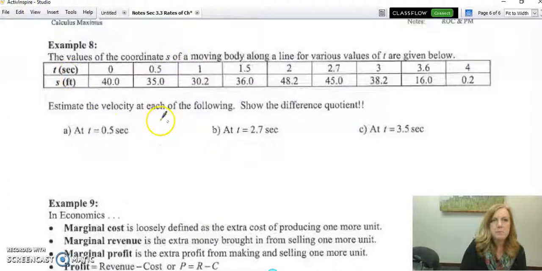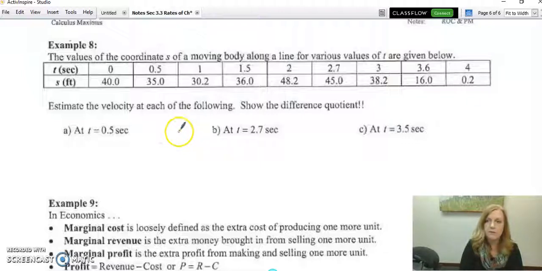All right, I'm going to change a little bit about this example. This is a numeric example. So we've already done the algebra example. We've done two graphical examples. And now I'm going to take a look at using the table, which is your numerical example.